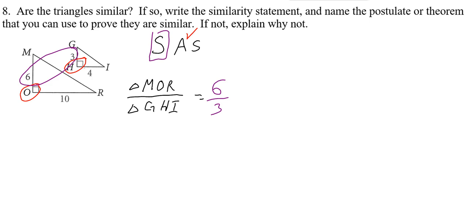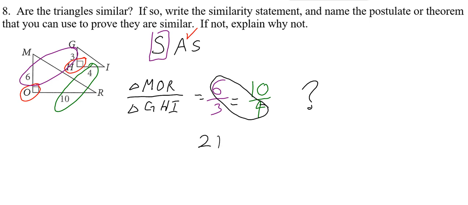Okay. For my other side, I have 10 and 4. So 10 goes on top and 4 over here. So my question, if these are proportional and are similar triangles, is that these are equal. Well, is that true? Well, I can see that if I cross multiply, I get 24 is equal to 30, and that's not true, so they're not proportional. Or the triangles are not similar.